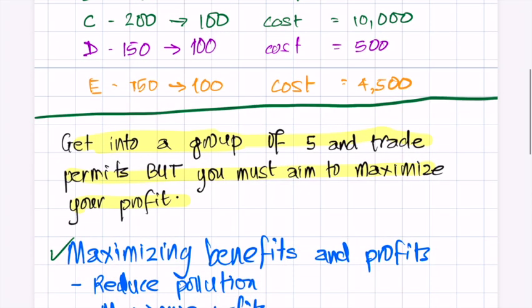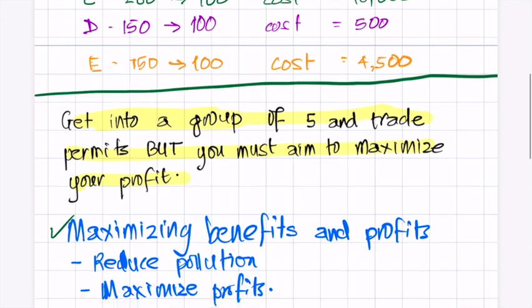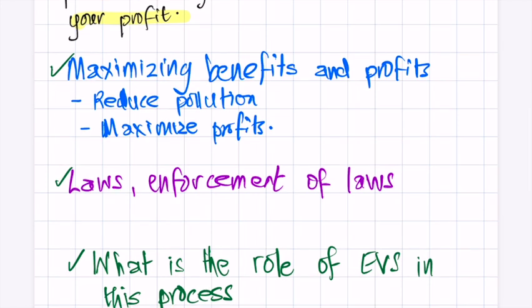So as you get into your group of 5, you will be able to trade permits. And of course, each member of the team of 5 must be aiming to replicate the real world of business. You as a businessman are aiming to maximize your benefits and profits. You want to reduce pollution, yes, meet the standards, not violate the laws, and maximize profits. Of course, to make all of this work, you must have laws, enforcement of laws, and a certain amount of integrity going on with the enforcement of those laws.